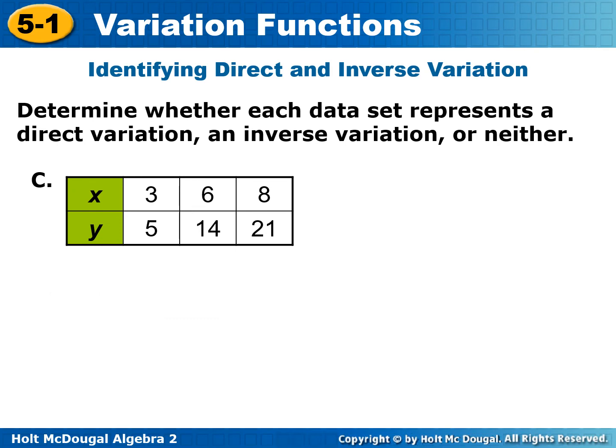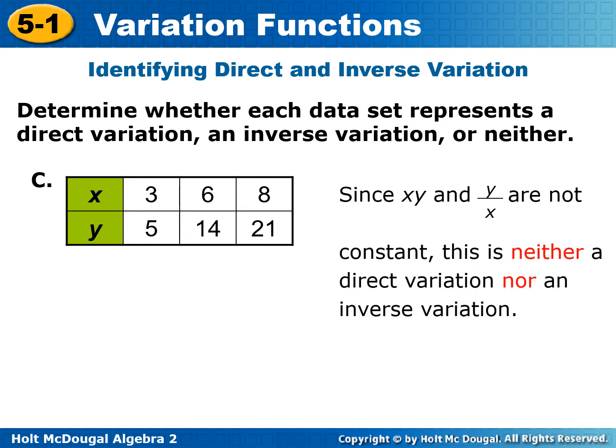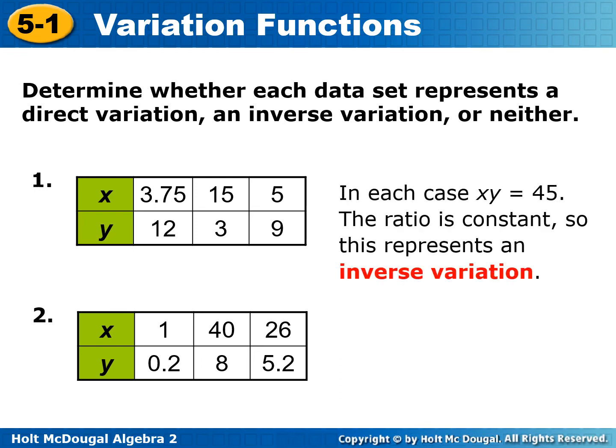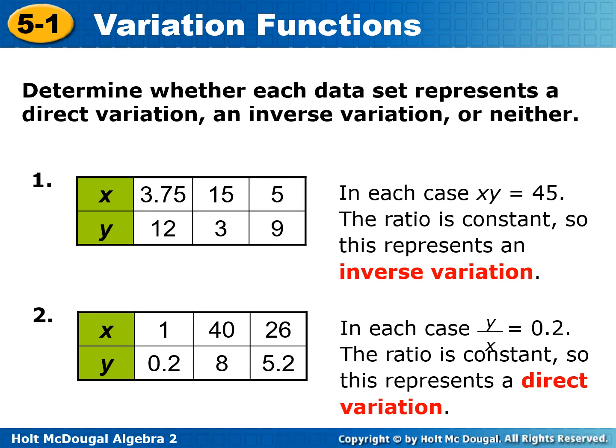Now, how about table C? Is it direct, inverse, or neither? Since x, y, and y over x are not constant at all, this is neither a direct variation nor an inverse variation. Now, let us determine whether each data set represents a direct variation, an inverse variation, or neither. What do you think? Correct. The first one is an inverse variation because the product is constant. How about the second one? Correct. It is a direct variation because the ratio is constant. So y over x equals 0.2.